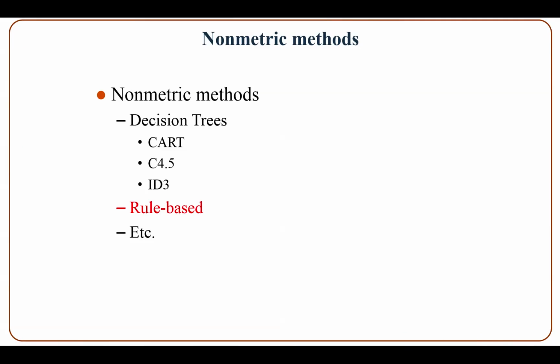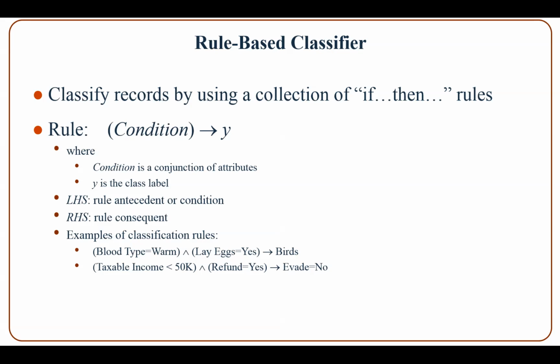Today we talked about the second non-metric method, which is the rule-based method. A rule-based classifier is a technique for classifying records using a collection of if-then rules. The left-hand side of the rule is the rule antecedent, and the right-hand side of the rule is the rule consequent. The rule condition is a conjunction of attribute tests, and Y is the class label.